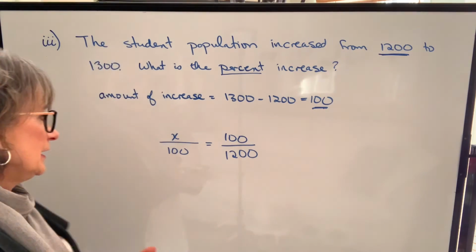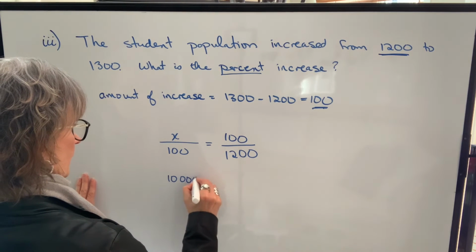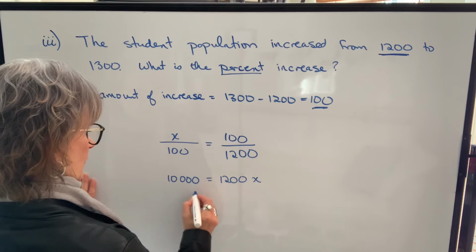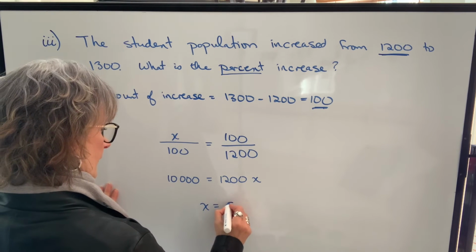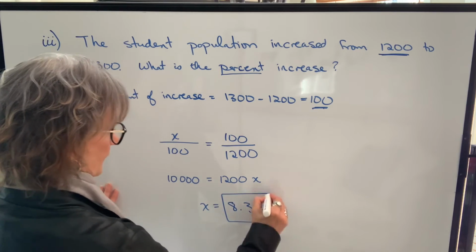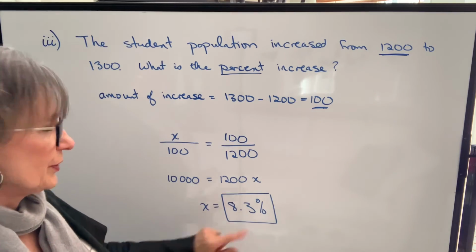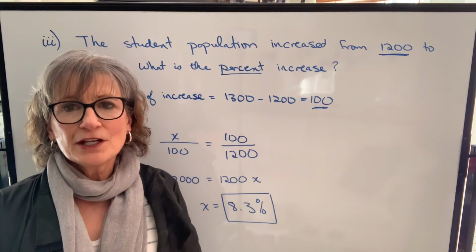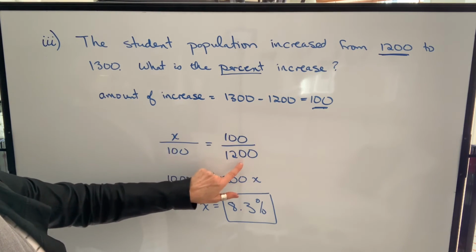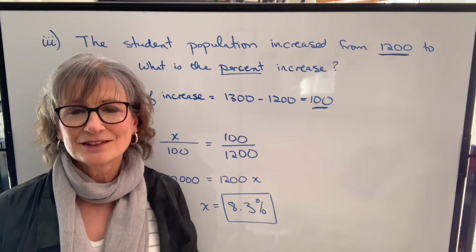Now we cross multiply. So we've got 10,000 will equal 1,200 times x. Divide both sides by 1,200, and we get 8.3%. So the percent increase in student population was 8.3%. So just be very careful that you're finding the amount first, and then be careful that you're using the original number as your denominator for your base.